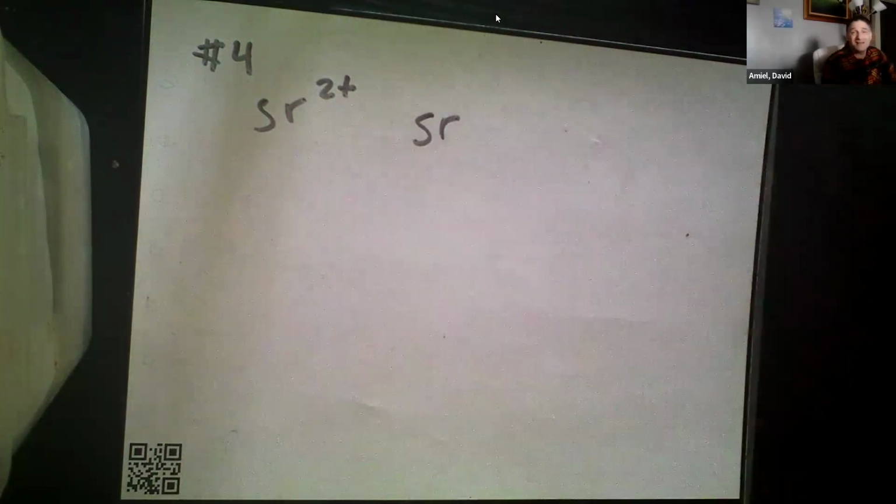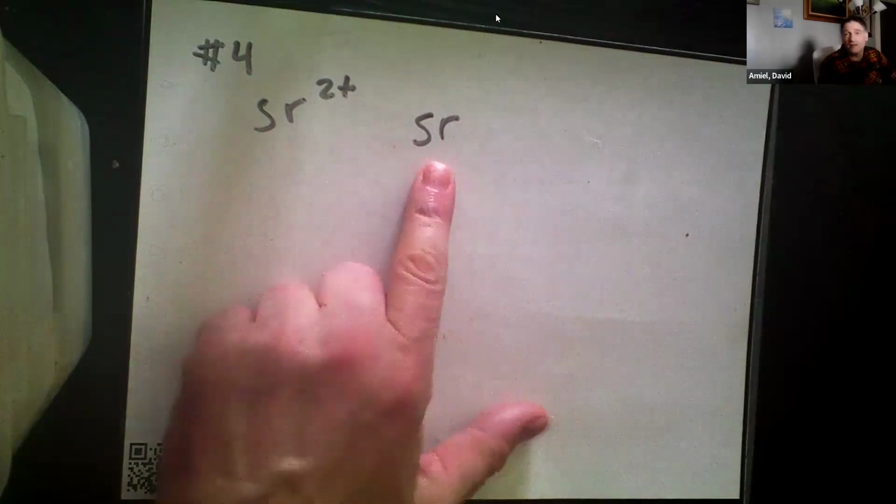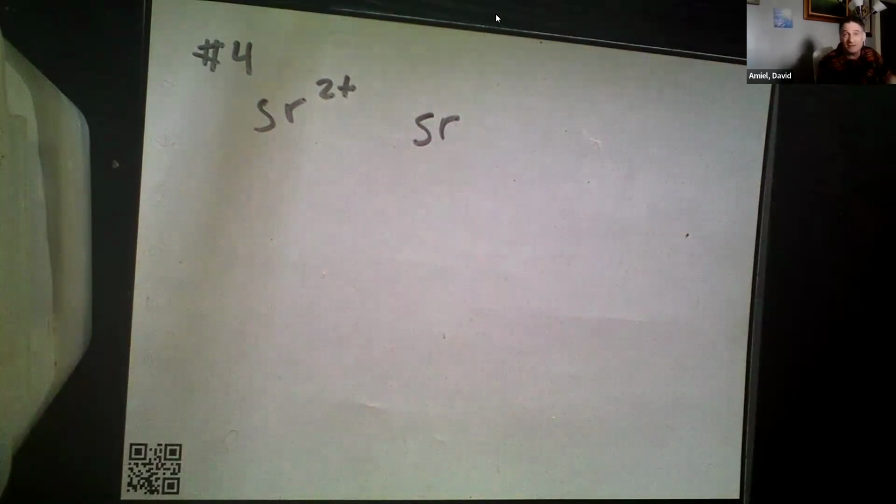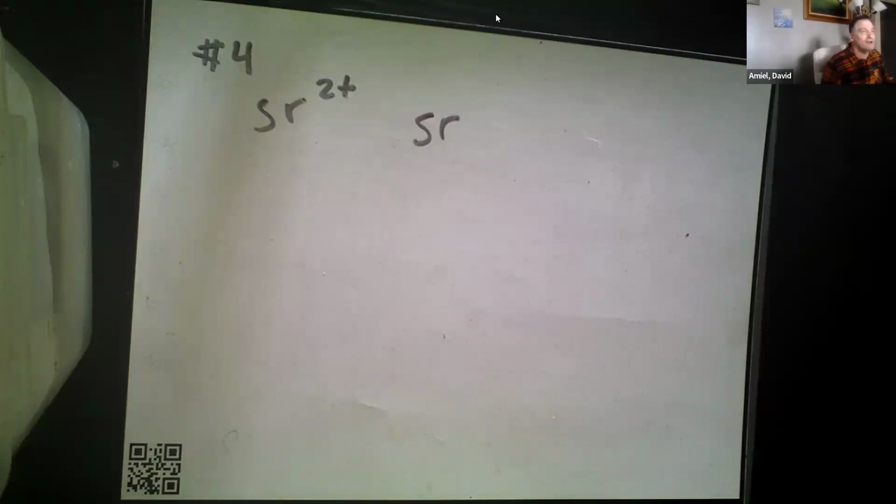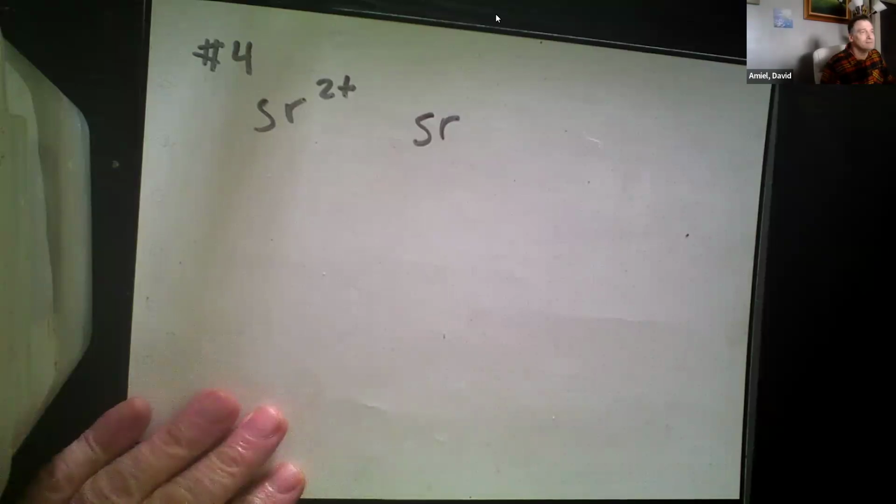It already has an octet when it's Sr2+. That's why it makes an Sr2+, because if it loses its 2 valence electrons, it has an octet and actually behaves just like the noble gas krypton. So there is number 4, Sr2+.